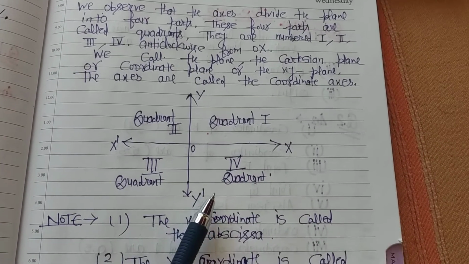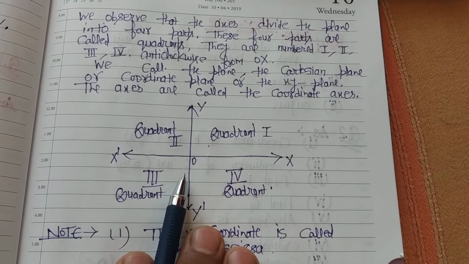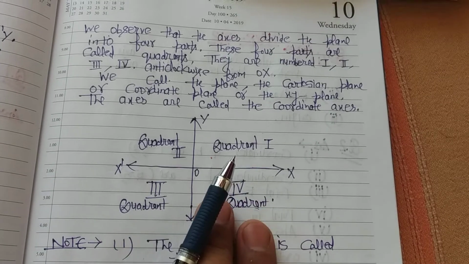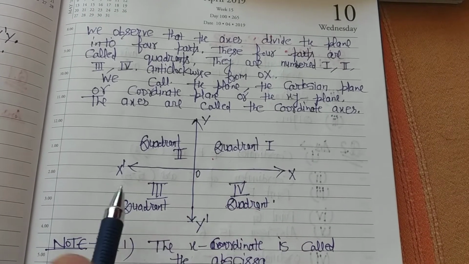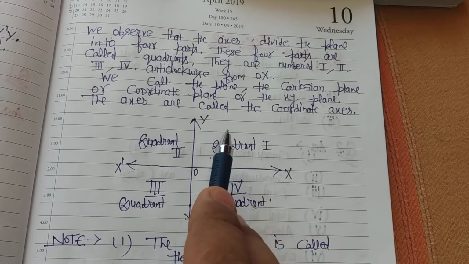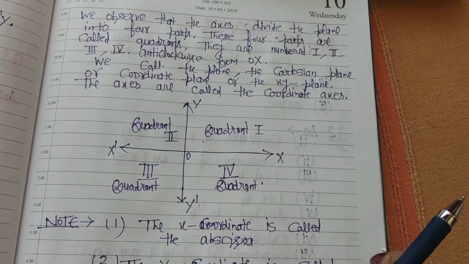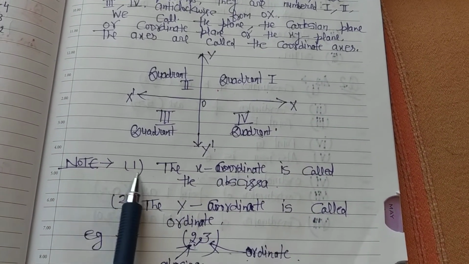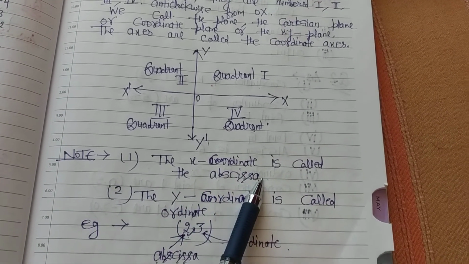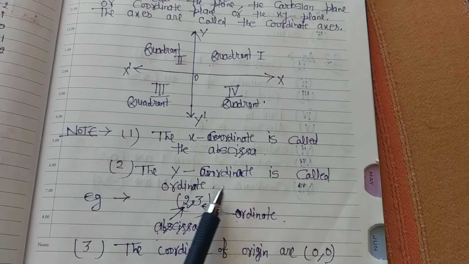We call this plane the Cartesian plane, or the coordinate plane, or the XY plane. The x-axis and y-axis are called the coordinate axes. After that there are some basic points. The x coordinate is called the abscissa and the y coordinate is called the ordinate.